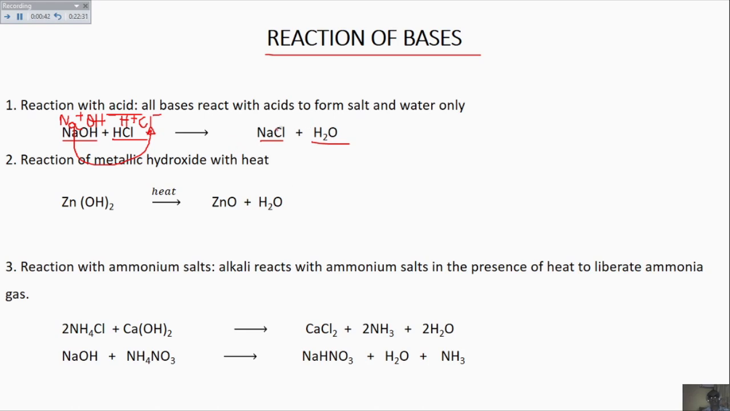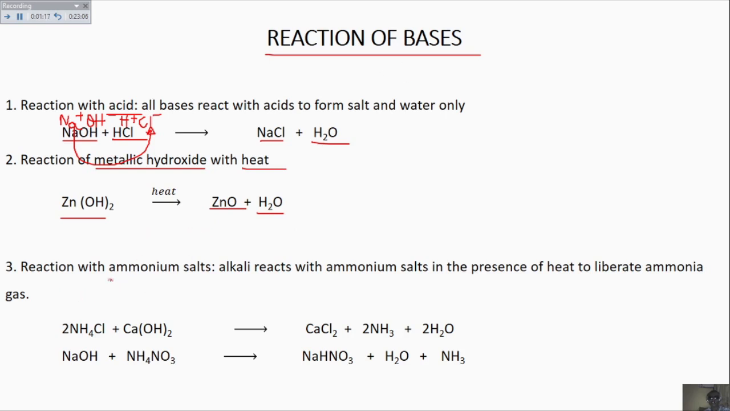That is one way of reacting base with acid. Another one is reaction of metallic hydroxide with heat, which we'll discuss when we're preparing base. Now, you can heat up this to form zinc oxide and H2O. Likewise, when you have copper hydroxide, you can heat it to form copper oxide and H2O.